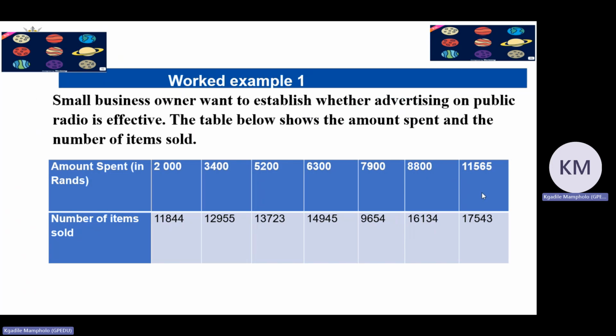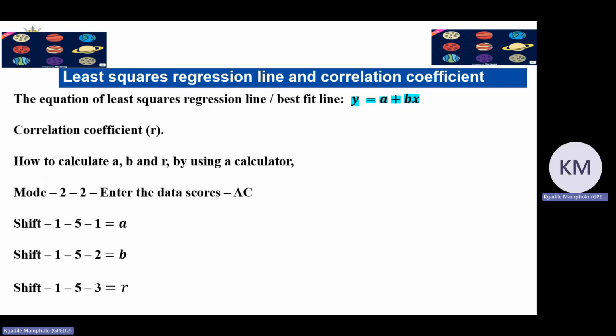Let's look into this worked example. A small business owner wants to establish whether advertising on public radio is effective. The table below shows the amount spent and the number of items sold. As we did in the previous one, you first press Mode, then 2.